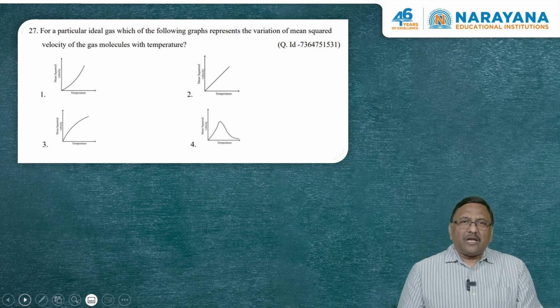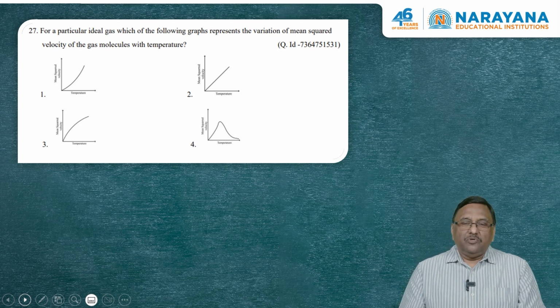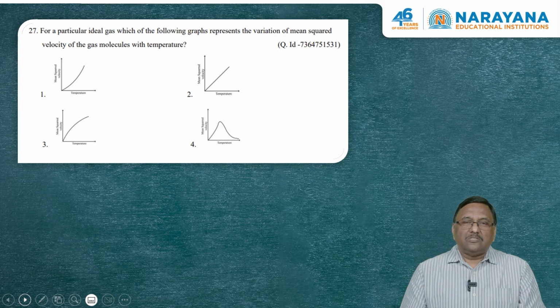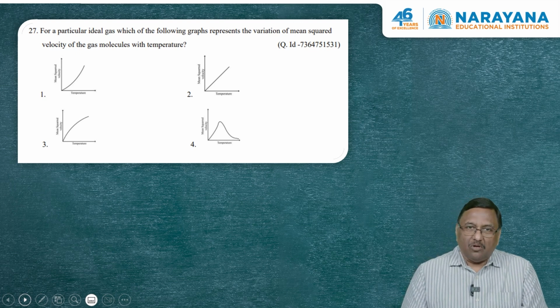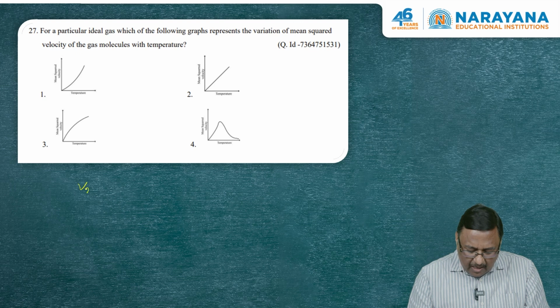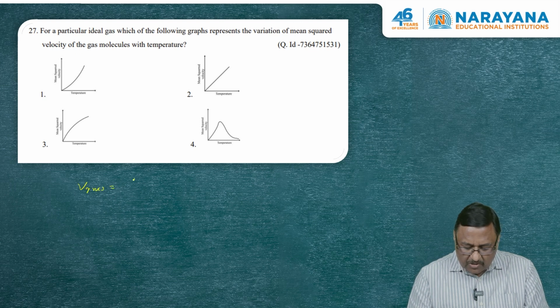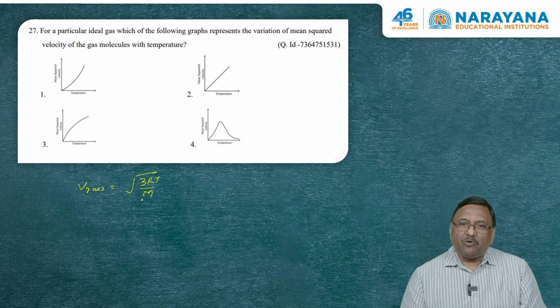In this question, we are writing mean squared velocity. So we should understand that mean squared velocity is nothing but the square of the root mean squared velocity. Now we know VRMS, root mean squared velocity, is under root of 3 RT divided by molecular weight m.